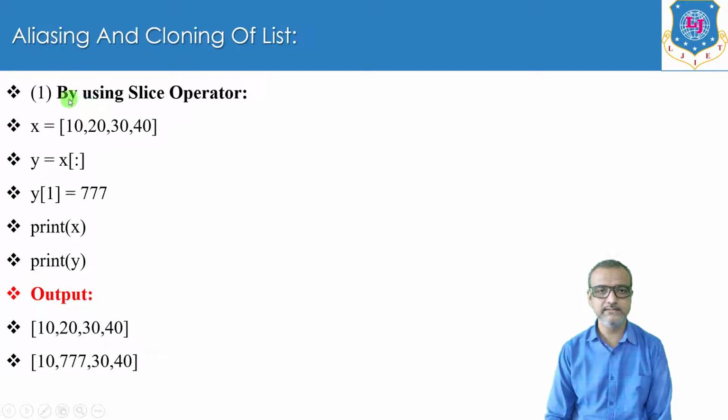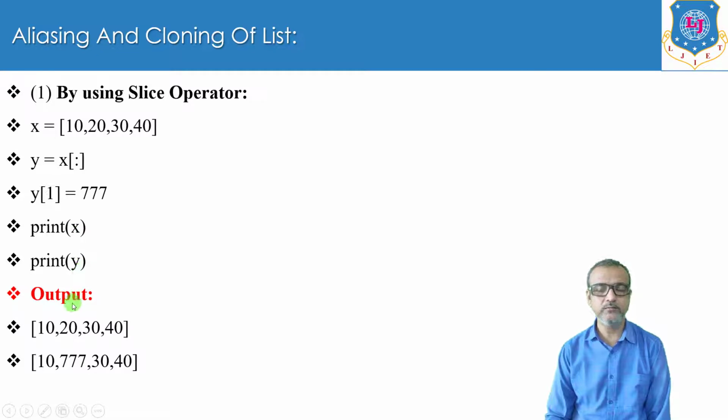So first of all, we will see cloning by using the slice operator. In the list X, we have taken these elements, that is 10, 20, 30, 40. Now we have Y equals X with square brackets and a colon. It means we are using the slice operator, and with the help of this slice operator we can exactly create the same copy of X in variable Y. Now we will update the element of the list Y present at index number 1 with 777. For that purpose we will write Y[1] equals 777. Now print X and print Y.